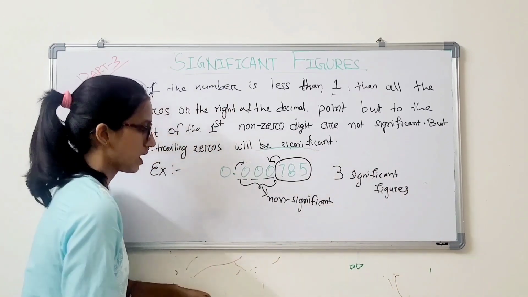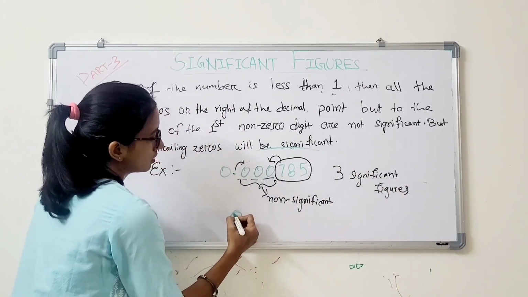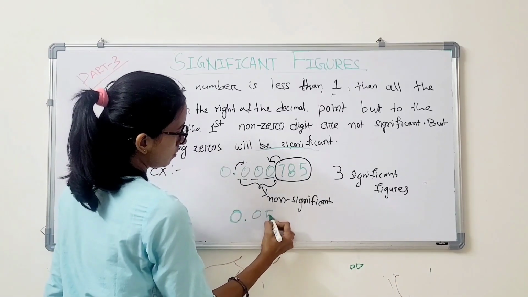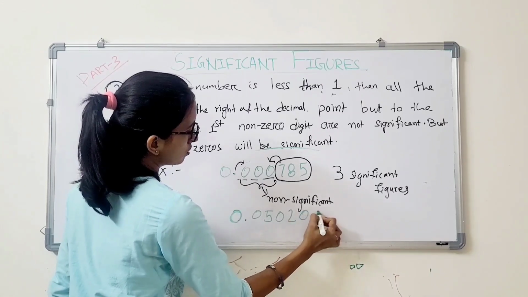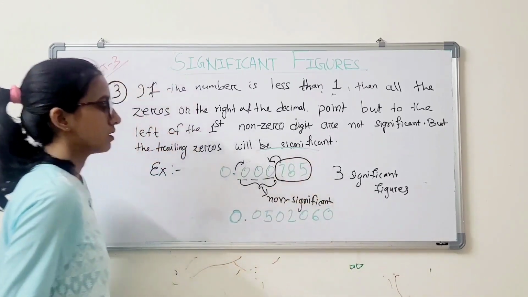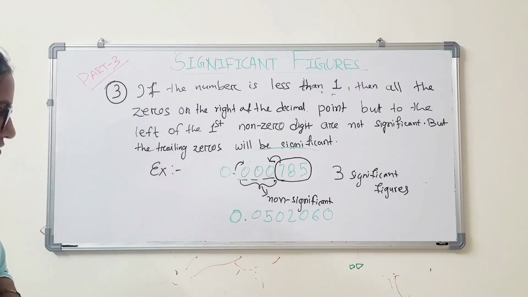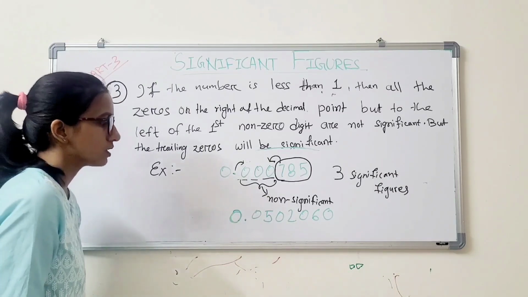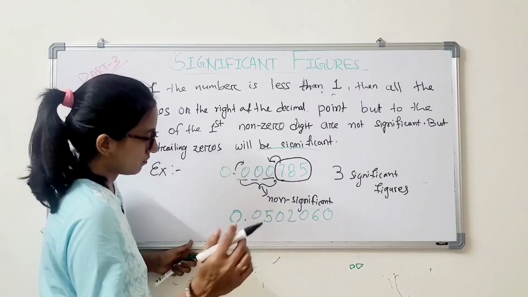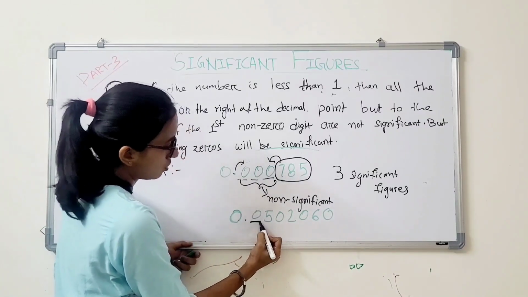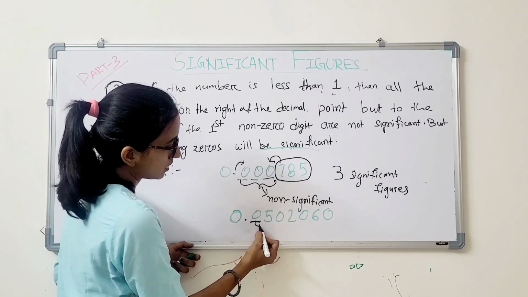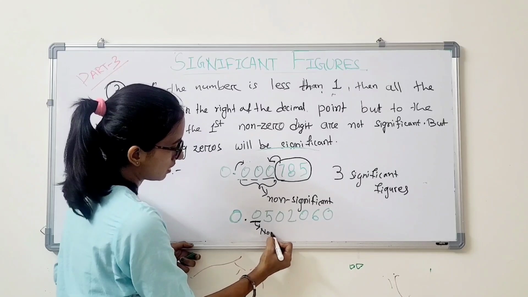Yes, we will take another example. Suppose 0.050206. This is the number. You have to find out how many significant figures are there. So tell me which 0 will be significant and which will be non-significant. Yes, very good. So this 0, since it is on the right side of the decimal point, will be considered as non-significant.